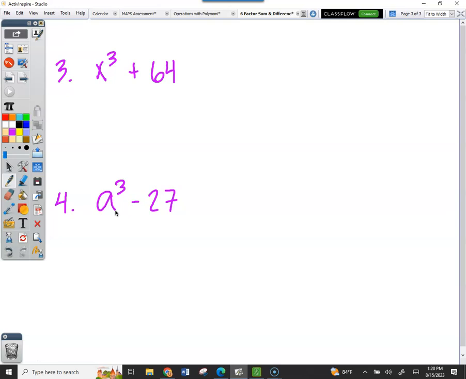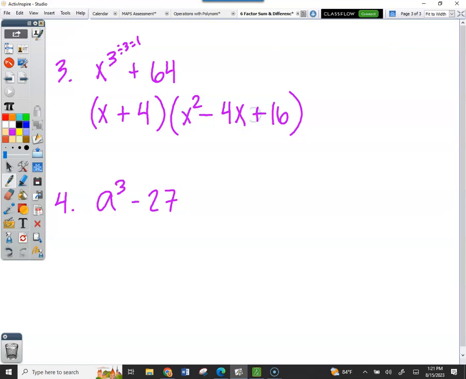Don't worry about the sign. Let's take care of the SOAP sign. Always positive in your list. So the cube root of this would be x to the first power. Cube root of 64, square those, and multiply them together, and then remember SOAP. Right?